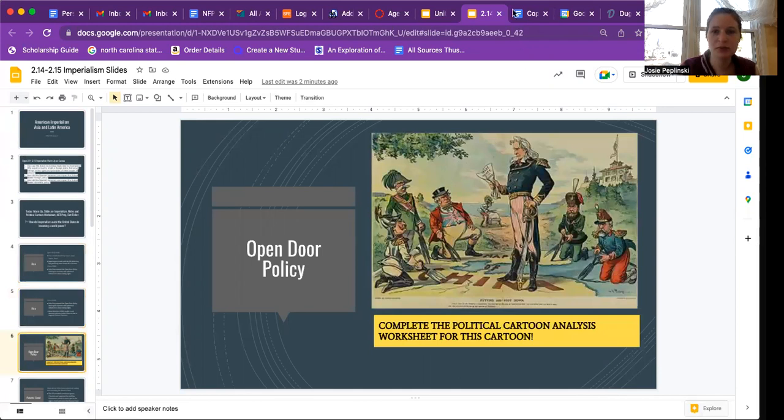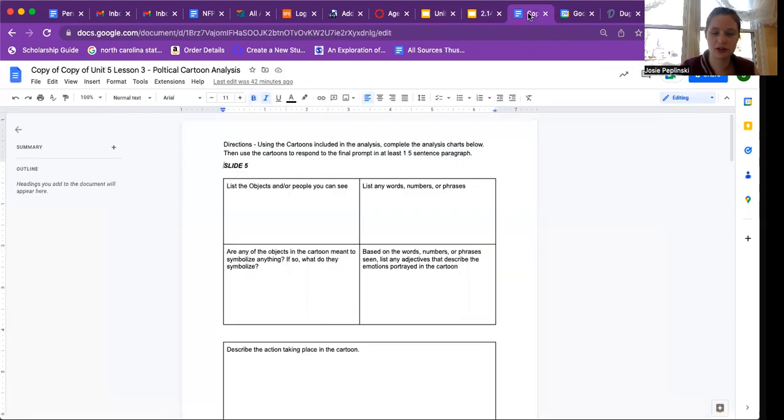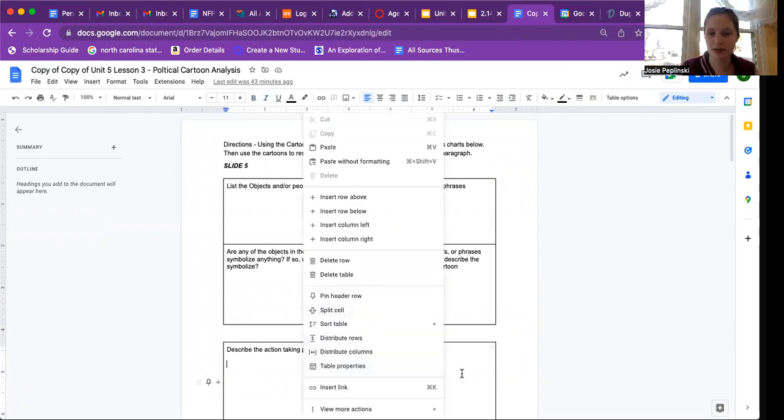This is going to be your first political cartoon for this political cartoon worksheet. I want you to list the objects and people you see, and list any words, numbers, or phrases. Are any of the objects in this cartoon meant to symbolize anything? What might they symbolize? Based on the words, numbers, or phrases seen, list any adjectives that describe the emotions portrayed in the cartoon, and then describe the action taking place in the cartoon.